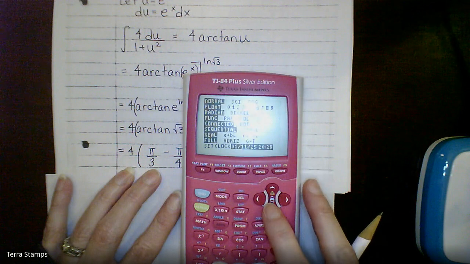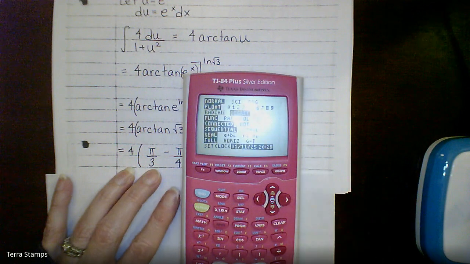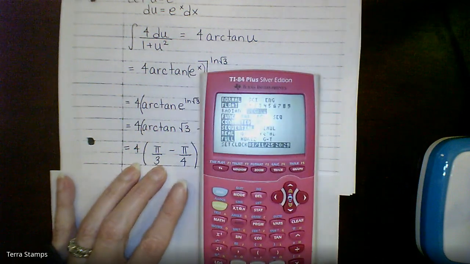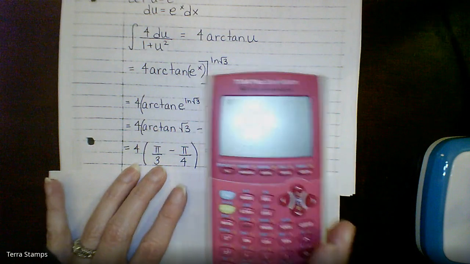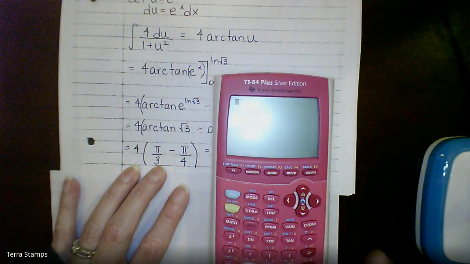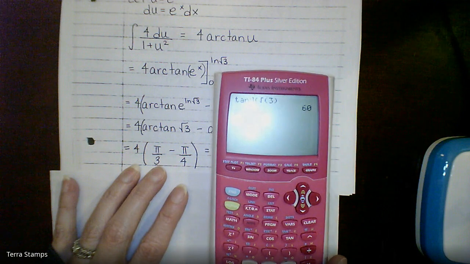Let's put this in degree mode. Oops, got a little bit of a glare there. Put it in degree mode. And let's do the inverse tangent of the square root of 3. They give you 60 degrees.